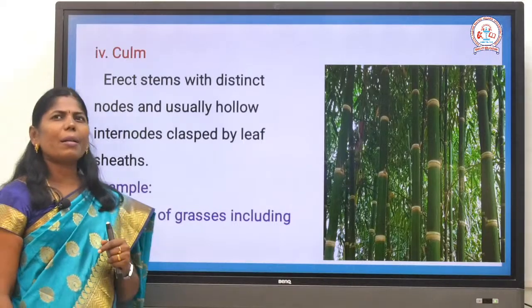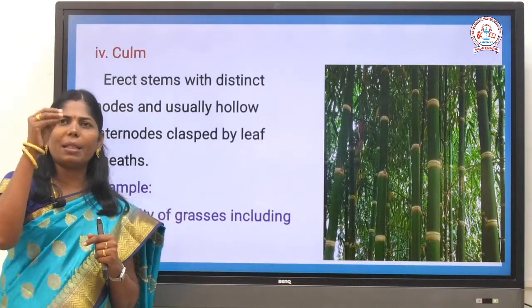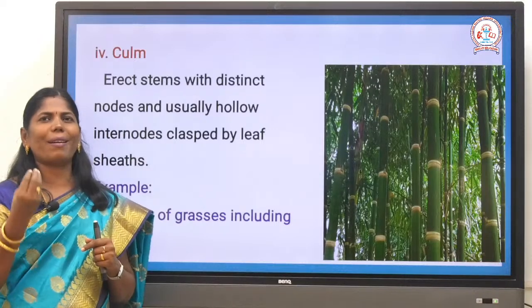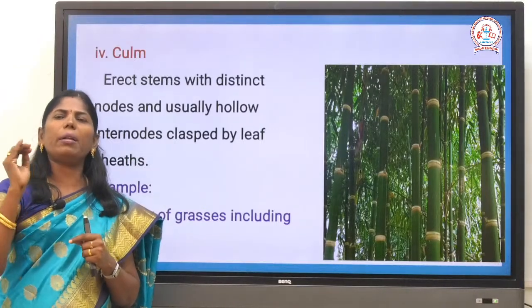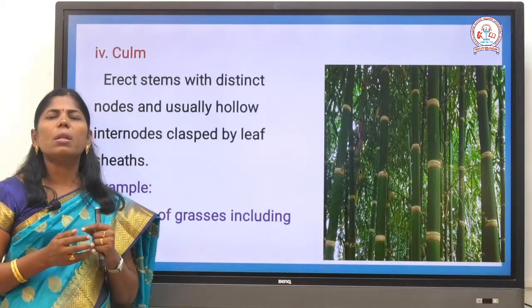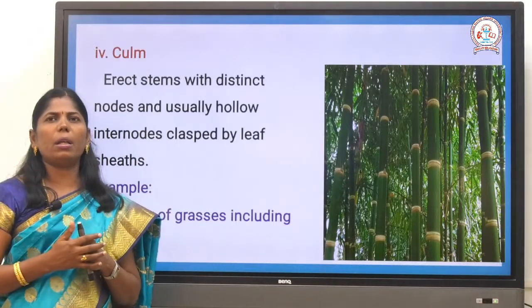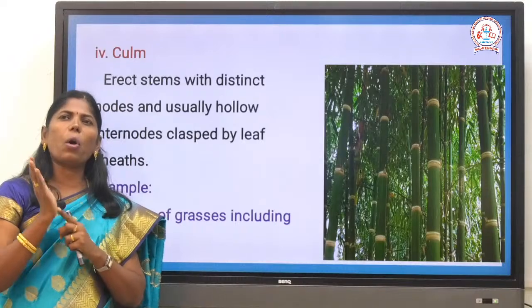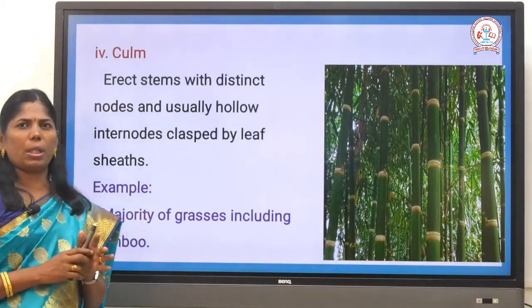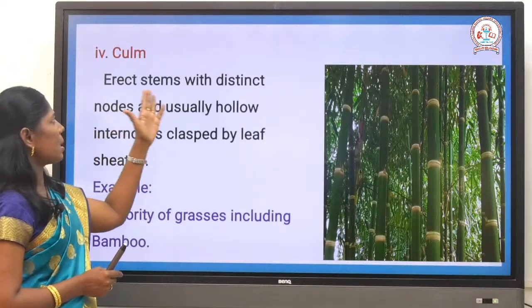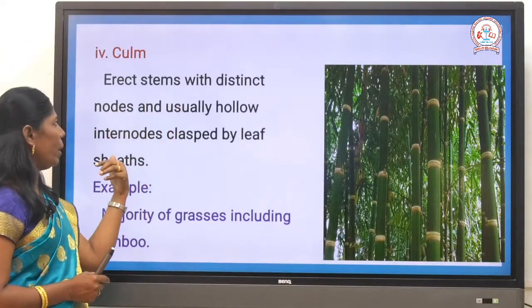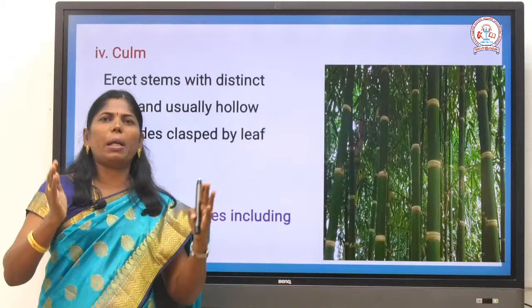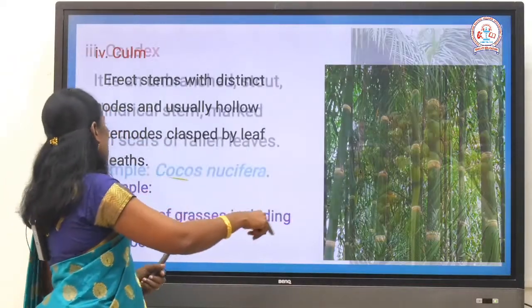Next, culm. This is an erect stem with distinct nodes, but inside it there is a hollow space. Bamboo and grasses have many internodes, but the inside is hollow. It is covered by the leaf sheath. The erect stem with distinct nodes and usually hollow internodes is clasped by the leaf sheath; clasped means the leaf sheath goes upward from the node. These are the four types of stem.